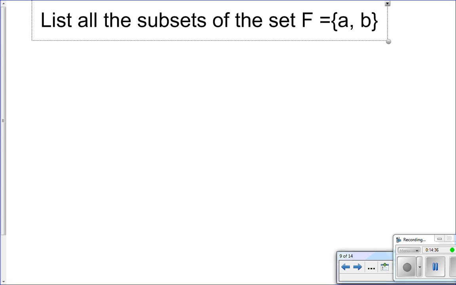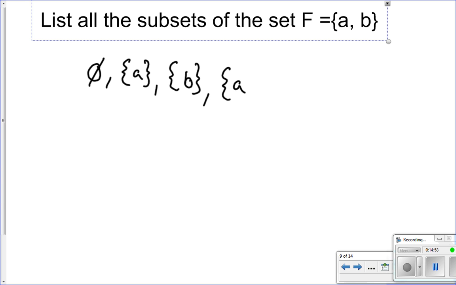Try this one. List all the subsets of the set A, B. So there's the empty set. There's A. There's B. And finally, there's A and B. And that's all the possible subsets.